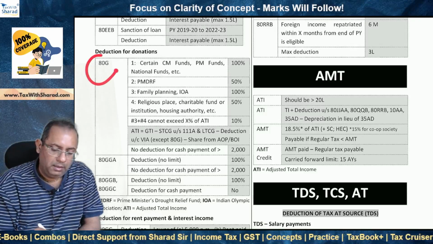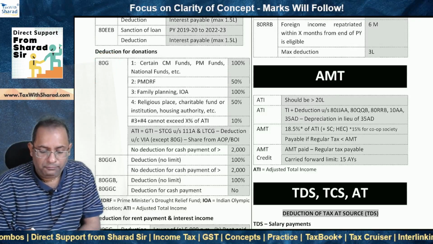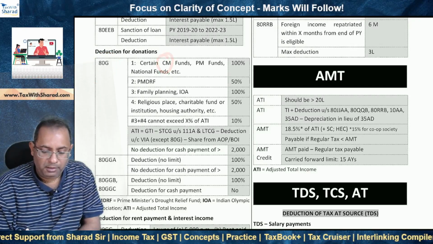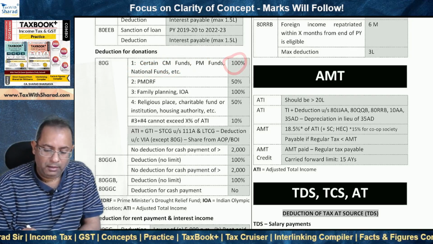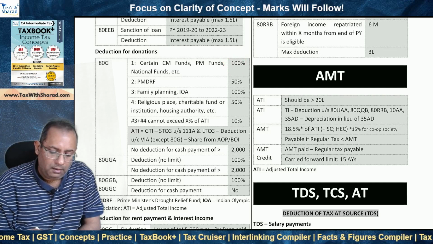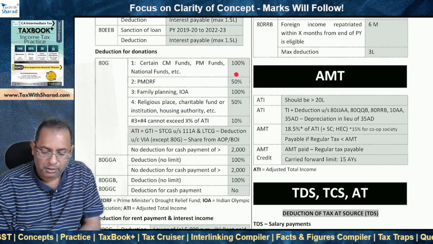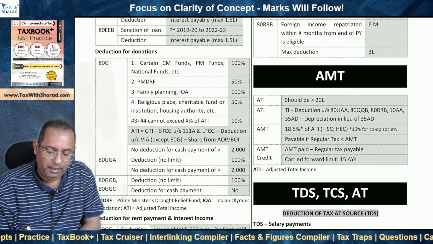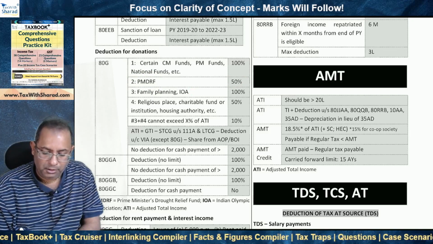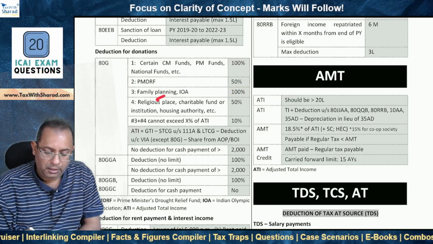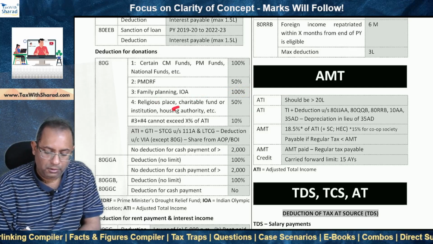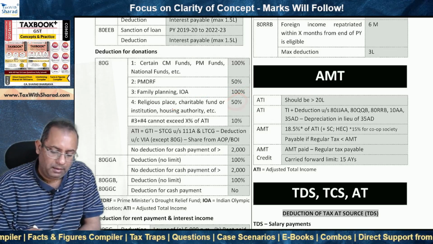Deduction for donations. Section 80G for certain chief minister funds, prime minister funds, and national funds, etc. The deduction is to the extent of 100%. For Prime Minister Drought Relief Fund, deduction is 50%. For family planning expenditure and Indian Olympic Association, it is 100%. And for donation to religious place, charitable fund or institution, housing authority, etc., it is 50%.